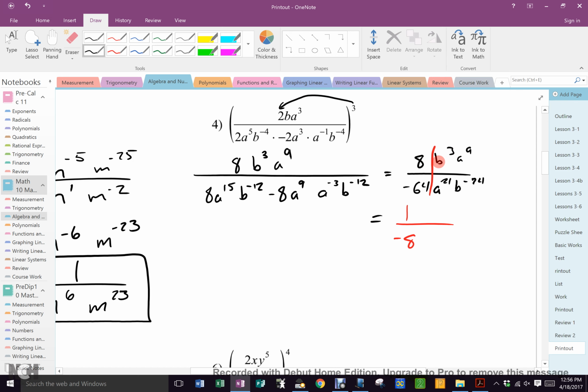And then he did the B's. What's 3 minus 24? That's B to the 3 plus 24, which is 27. And 9 minus 21 is negative 12, yes? Negative 12 wouldn't be allowed, so it comes down here and becomes positive 12. And there's the same answer that I had, done a totally different way.